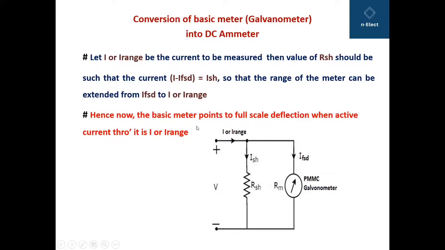Hence now the basic meter points to full scale deflection when actual current through the circuit meter will be equal to I or I range. It means when this circuit is considered completely, we can say this meter's range is extended from IFSD to I or I range, and this meter will show full scale deflection when I or I range will flow through this meter, because this resistor is a part of this meter, and therefore this extra current, which we are calling ISH, will be bypassed through RSH, and the maximum current IFSD only will be allowed to pass through this meter.